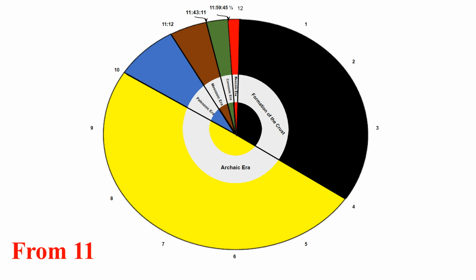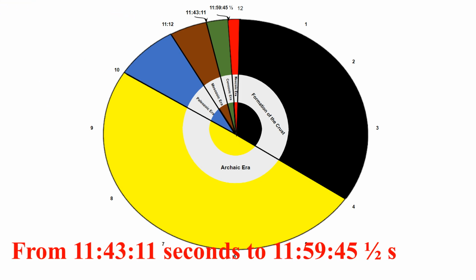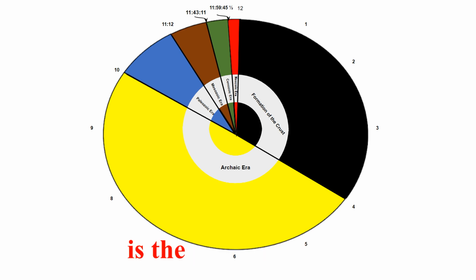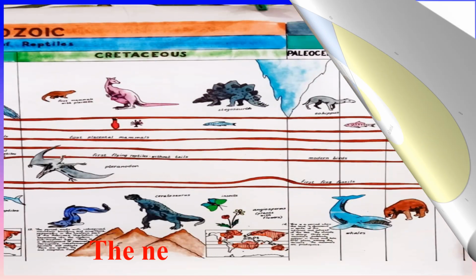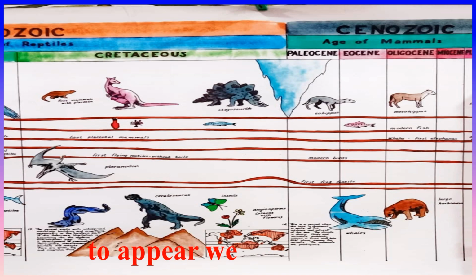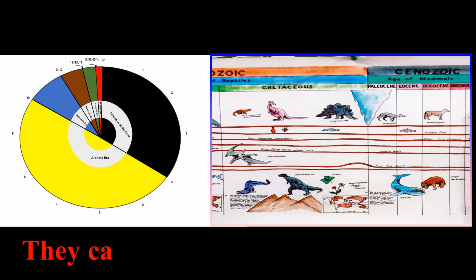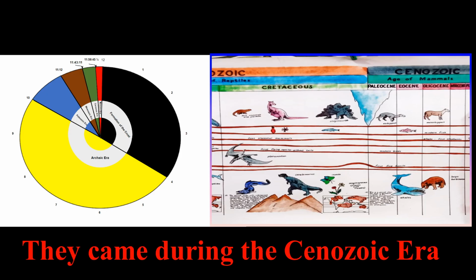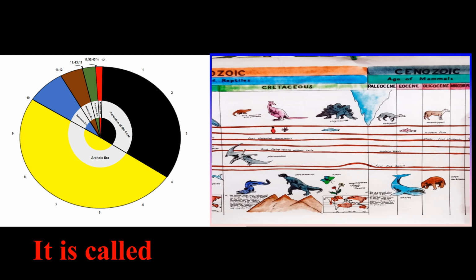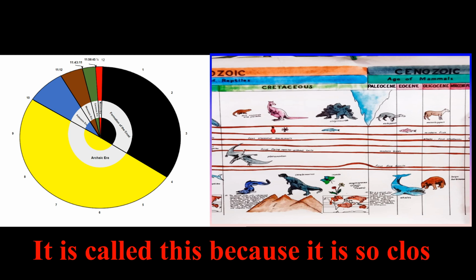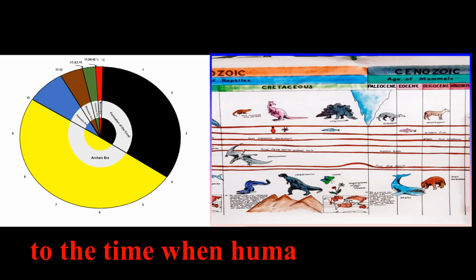From 11:43 and 11 seconds to 11:59 and 45 and a half seconds is the Cenozoic era. It lasted about 16 minutes and 34 and a half seconds. The next kind of animals to appear were mammals. They came during the Cenozoic era, which means the time of recent life. It is called this because it is so close to the time when humans appeared.